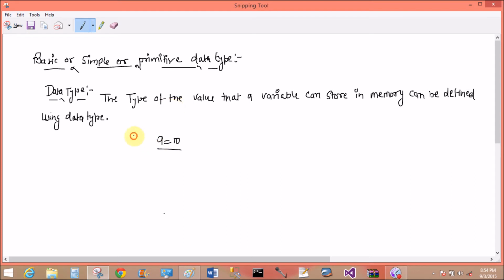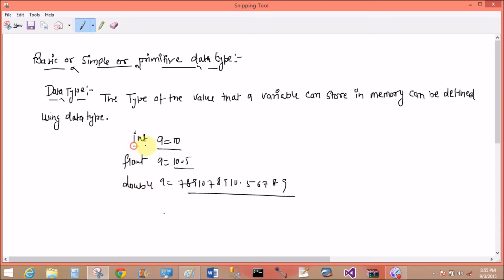Okay, for example, a equals 0. So what is the type of a? That is the integer. a equals 10.5. What is the type of a? That is the float. a equals 78910789 and long strings. So let me take an example, that is a double and a long. These are examples of data types. Integer is a type, float is a type, double is a type. These are the basic or simple or primitive data types in the C library.